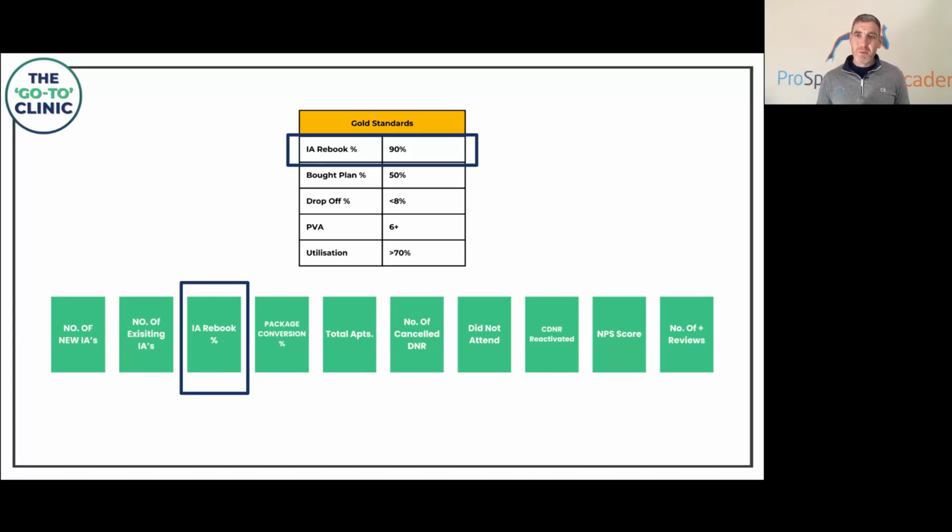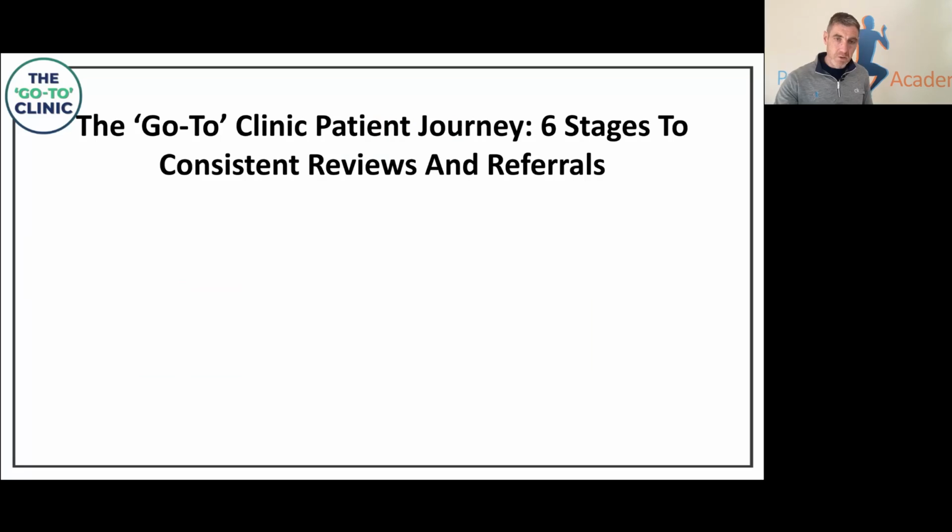It's just nice because it gets all the money out of the way, and it means the business is going to be a lot more efficient in terms of what we're spending our time and energy resources on, especially our admin team. Okay, so the IA rebook percentage out of these 2 is absolutely king. Now, when we look at our Go To Clinic Head Physio dashboard, we've now focused on our IA rebook rate. We want that to be 90%. We now use our Go To Clinic patient journey framework, and we know that there's 6 stages to getting consistent reviews and referrals.